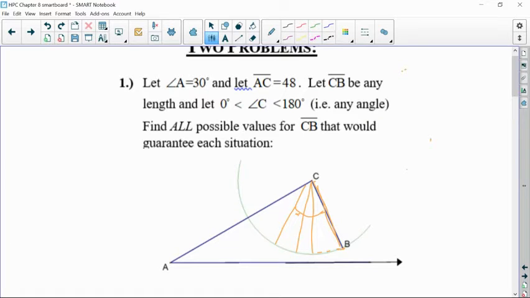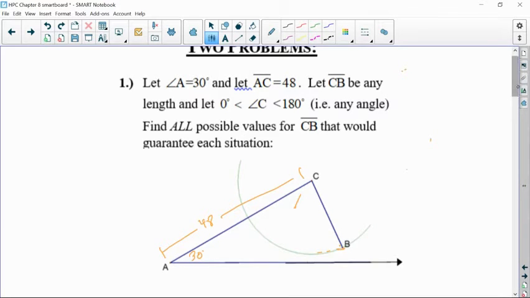But the things that are fixed are this angle here, so that we know that that's 30 degrees. We know AC is 48, so we know this has to be 48. And then it says CB can be any length, and obviously angle C can be between 0 and 180. Find all values of CB that would guarantee the following situations. Okay, so one of the situations says, let's make it a right triangle. I believe that's the first one.